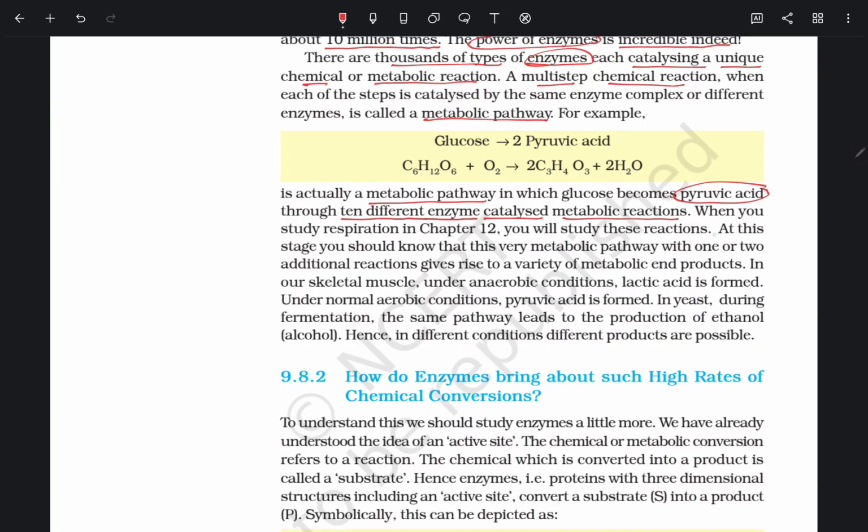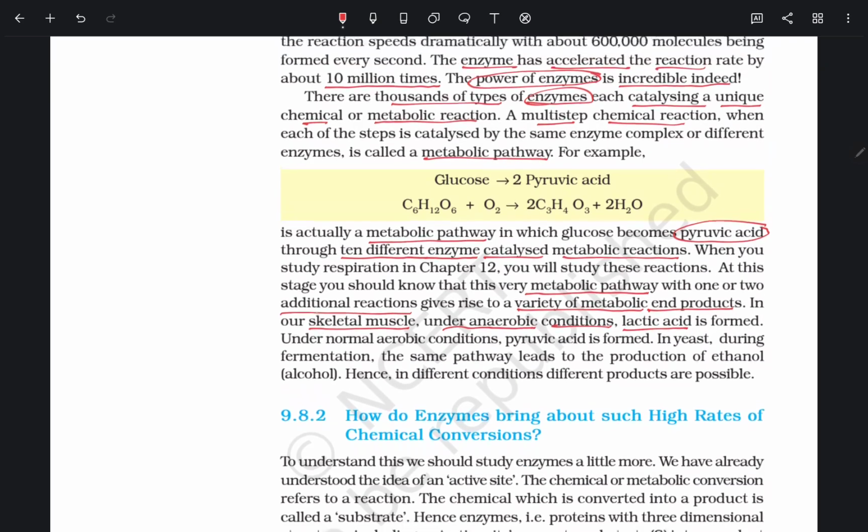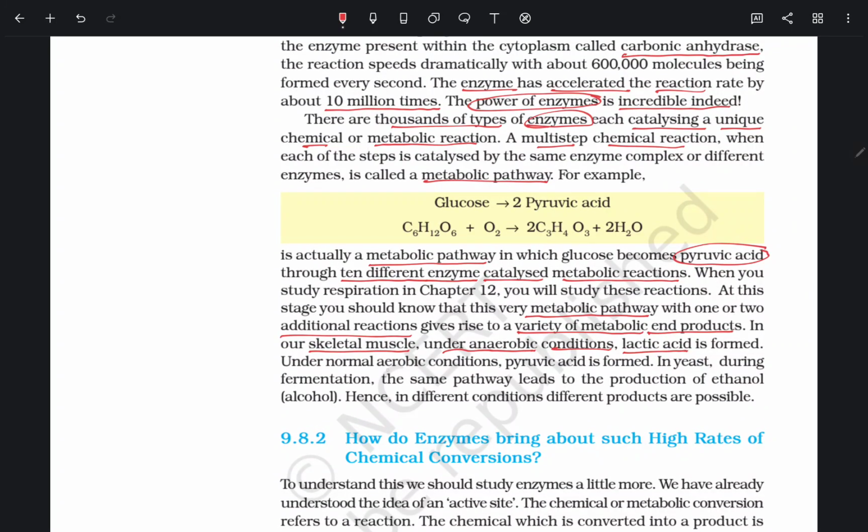You will study these reactions in chapter 12. At this stage, you should know that this very metabolic pathway, with one or two additional reactions, gives rise to a variety of metabolic end products. In skeletal muscle, under anaerobic conditions, lactic acid is formed. Under normal aerobic conditions, pyruvic acid is formed.